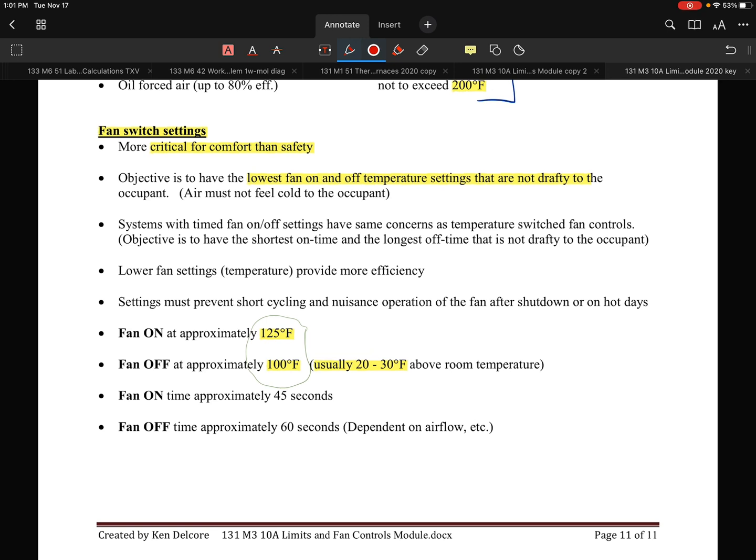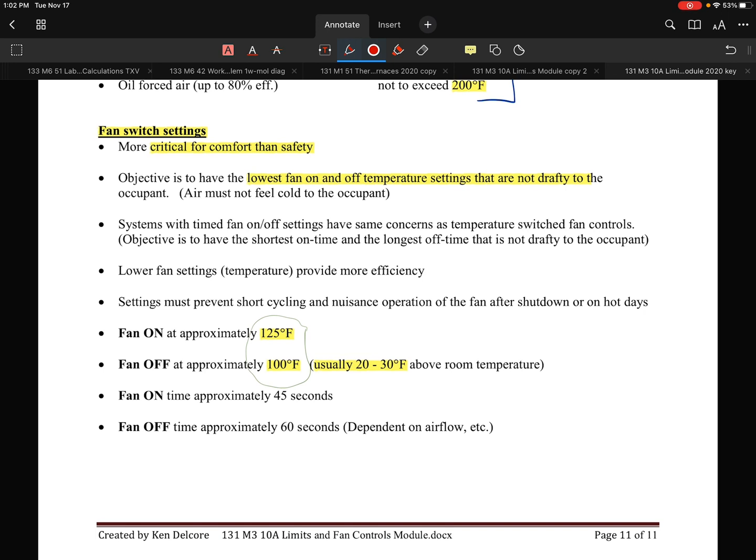The objective of this is to have the lowest fan on and off temperature settings that are not drafty to the customer. You don't want the customer to feel cold, and that indeed is a problem. So systems that have timed fan on and off settings have the same concerns as temperature switch fan controls. They're no real different. So going electronic doesn't fix that problem. That's just a characteristic that would have to be addressed with the design of the system.